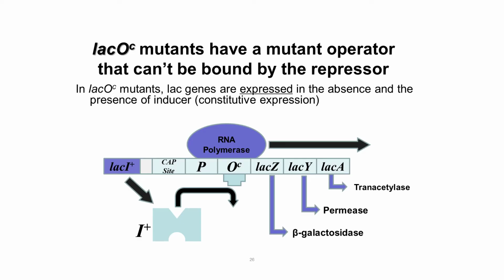Next, we can have an operator mutation. I know it's the wrong color, but we call this one OC. In this mutation, the operator does not have a site that will bond the repressor. So the repressor can't bond. There's no place for it to lock on the operator. Since the operator will not bond this repressor, this operon will never be turned off. So it's on all the time because the repressor can't bind. That's another type of mutation that can occur.